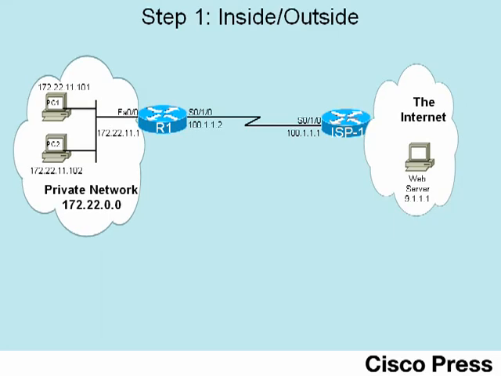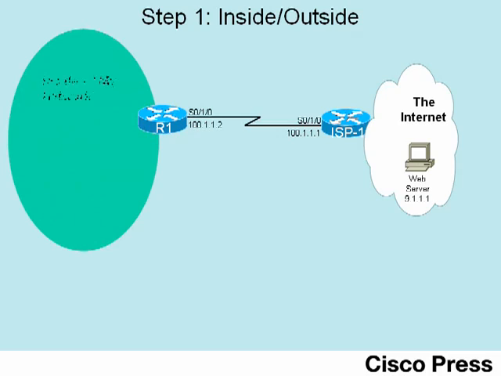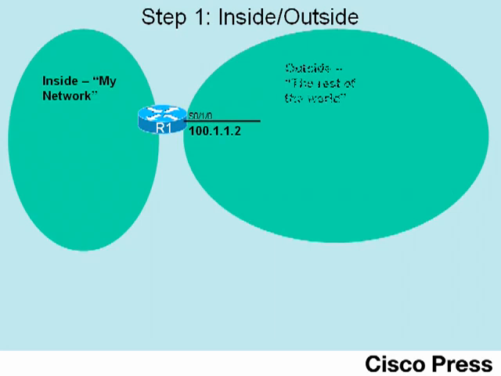To understand NAT terminology, you need to think like an enterprise network engineer rather than the ISP's network engineer. If I'm the enterprise engineer, I think of my network as the inside network, inside being a key term within the NAT world. Then I think of the rest of the world, the rest of the internet, as the outside network. So there's inside my network and outside of it, which is the rest of the world.